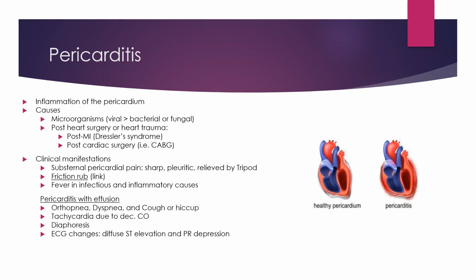Some clinical manifestations we'll see are substernal pericardial pain. That happens in our patients. That's usually the first thing that they tell us, is they have pain. It's sharp and pleuritic. Pleuritic means it's worse on inhalation, deep inhalation. And it's relieved by the tripod position, which is where you sit all the way up and lean forward, because that takes the pressure off of that inflamed pericardium. You're kind of sitting forward so it's not pushing on anything. So we know that that's a good treatment for them, tripod position, like we do in COPD. And it's also an indicator.